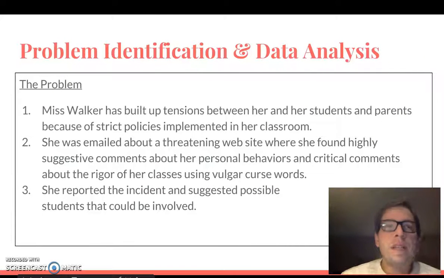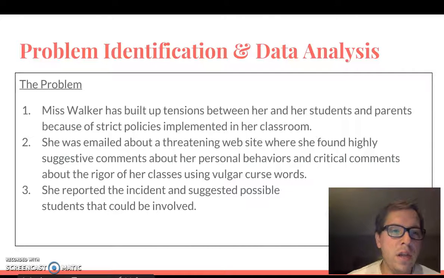The problem based in our case study was possibly based around the idea that Miss Walker had built up tensions between her and her students and parents because of strict policies implemented in her classroom. And this could have led to the issue at hand.